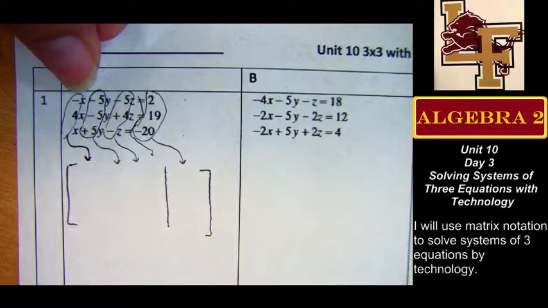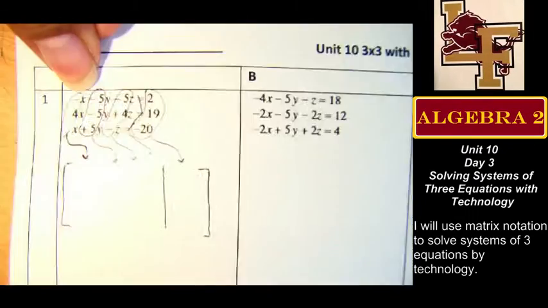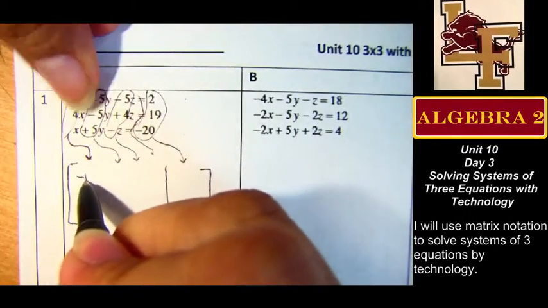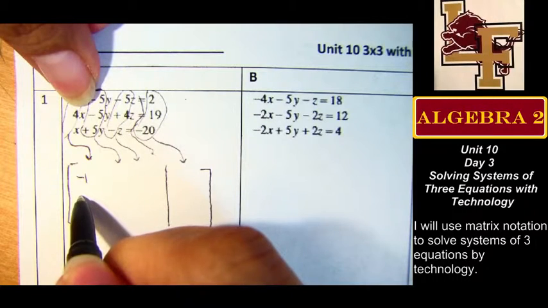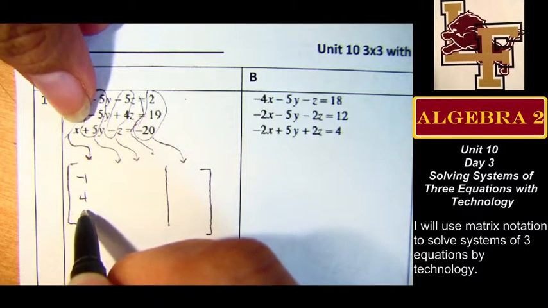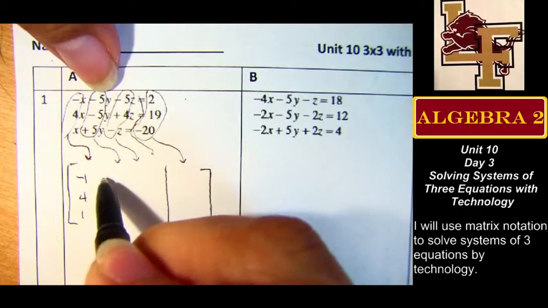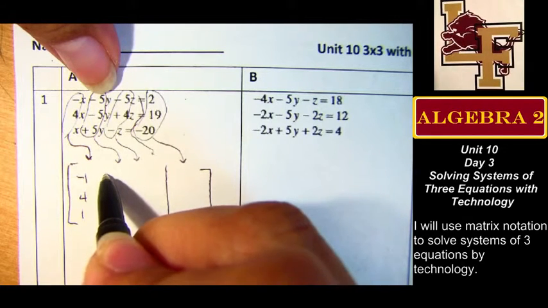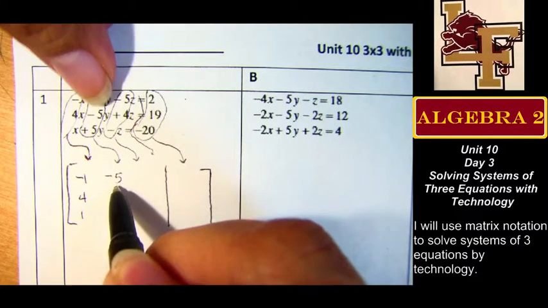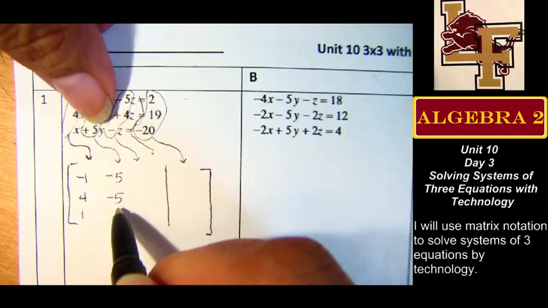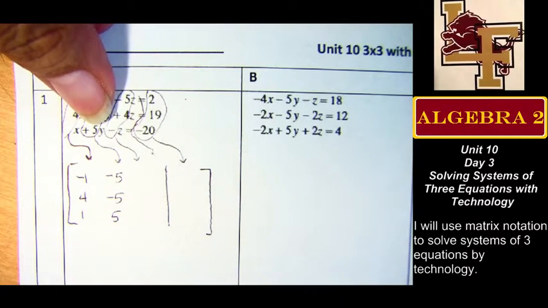So for this negative, what number should I write? Negative 1. And for the next number, underneath it? 4. And then the next number? 1. Beautiful. Start the next column. My number should start as? Negative 5. And the column continues as? Negative 5. And then it finishes with? 5. Don't put the positives.